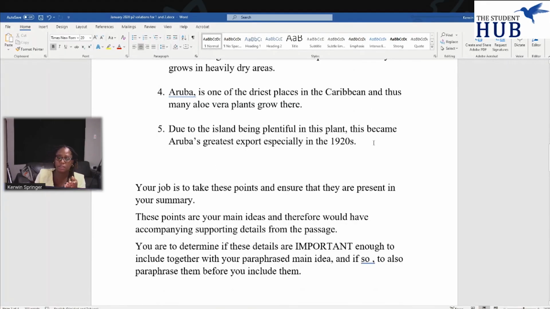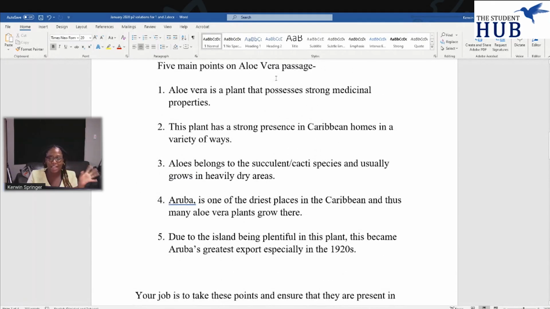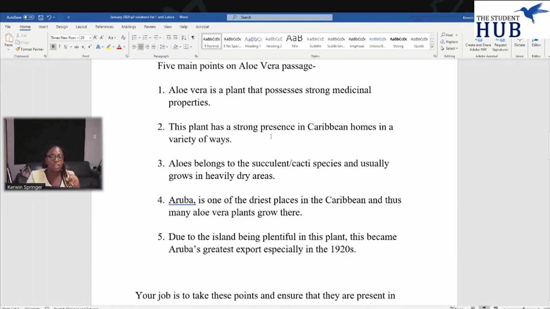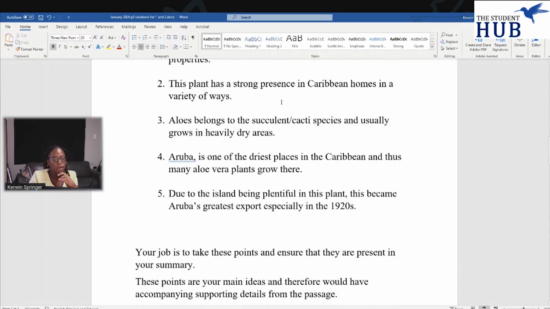Besides the 5 main points that we went through, your job is to take these points and ensure that they are presented in your summary. So these 5 points that you would have selected, no matter what the passage is, in this case, it's about aloes, these 5 main points have to make their way into your summary. And most importantly, they have to make their way into your summary in the exact order that they were in the passage, or else that's going to throw off your organization mark. All right.